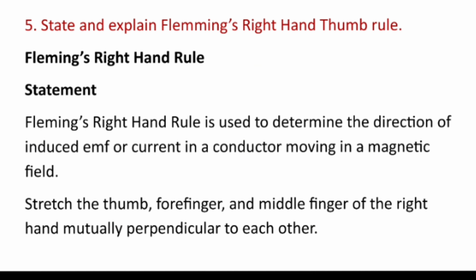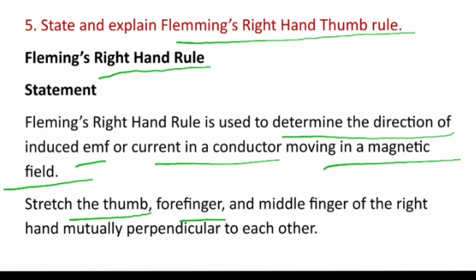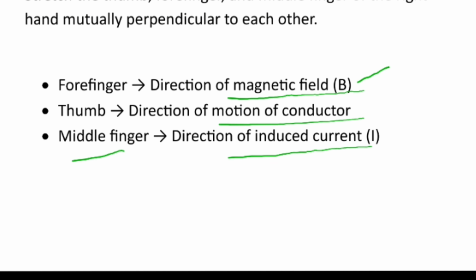And the next question is: state and explain Fleming's right hand rule. Coming to the statement, Fleming's right hand rule is used to determine the direction of induced EMF or current in a conductor moving in a magnetic field. Stretch the thumb, forefinger and middle finger of the right hand mutually perpendicular to each other. Here the forefinger represents the direction of magnetic field, B. Thumb is the direction of motion of the conductor. Middle finger is the direction of induced EMF, current I.